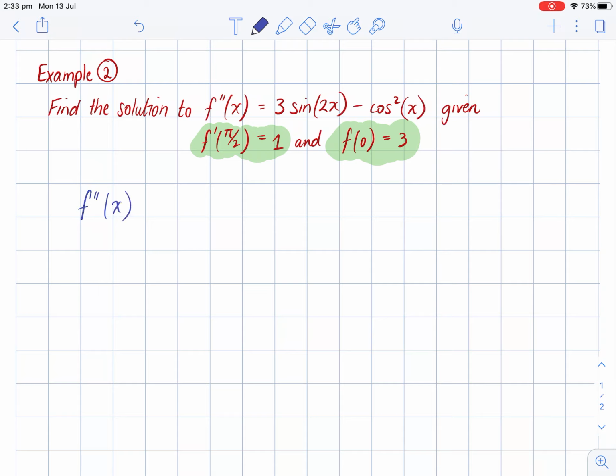My first problem that I face with this integral is that I can find the antiderivative of 3 sine 2x quite easily. I can go straight to the formula sheet to work that out. But my integral of the cos squared x, I don't have a shortcut version for doing this. The trick for integrating cos squared x is to use the double angle formula.